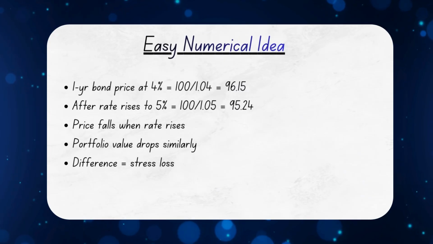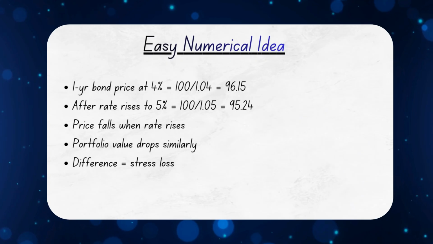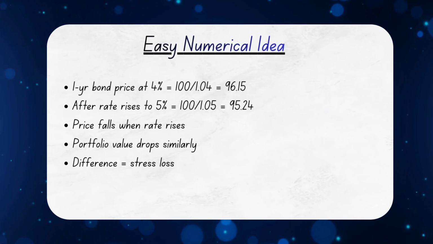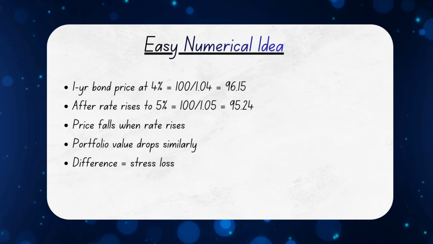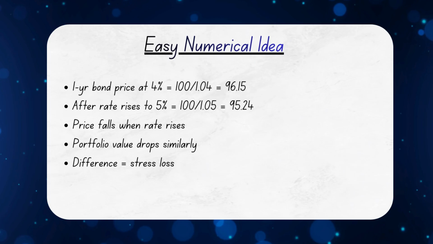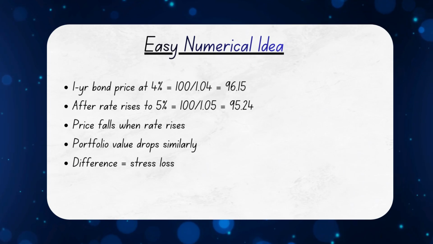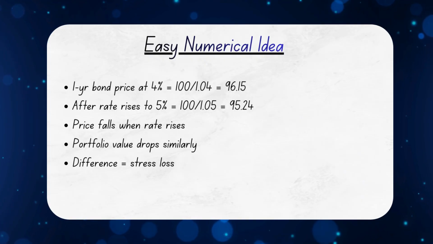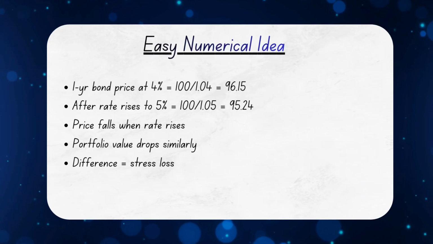Let's take a small example. Suppose a one-year bond pays 100. At a 4% rate, its price is 100 divided by 1.04, which is 96.15. If rates rise to 5%, the price becomes 100 divided by 1.05, or 95.24. You can see that when rates go up, the price falls. If your portfolio has many such bonds, their prices will all drop, and the total portfolio value decreases. That drop is your stress loss.